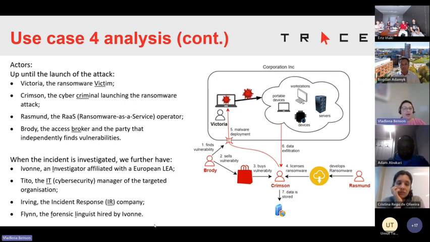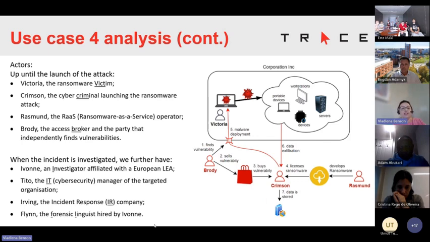Victoria, the ransomware victim; Crimson, the cyber criminal launching the ransomware attack; Rasmund, the ransomware-as-a-service operator; and Brody, the broker and the party that independently finds vulnerabilities. It is interesting that this specific crime is usually perpetrated using commercially available ransomware tools and services in adversarial countries or APT agents and so on. It's not only one person perpetrating the attack. As you can see, Crimson, Brody, Rasmund and so on are involved in piecing together the different vulnerabilities and attack vectors for this specific crime.